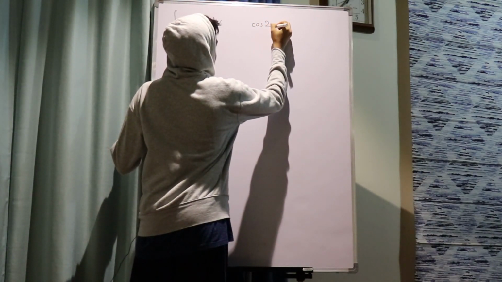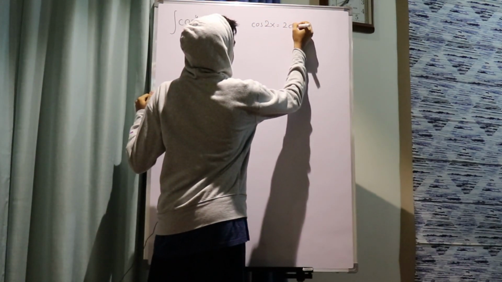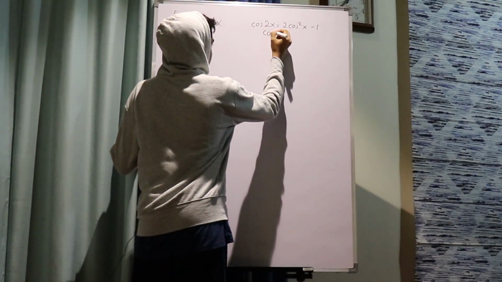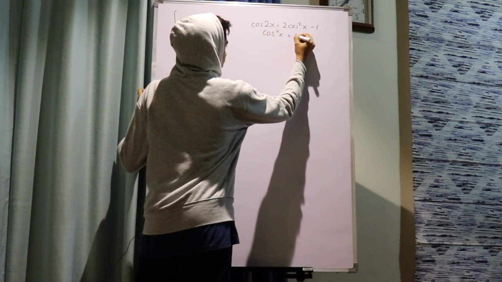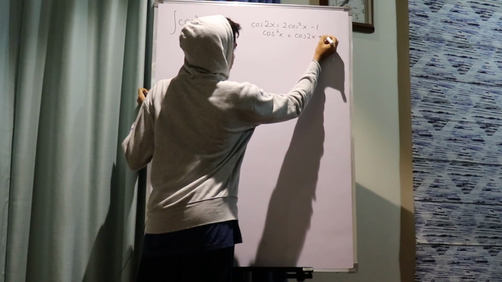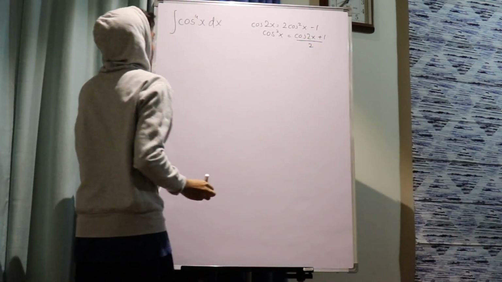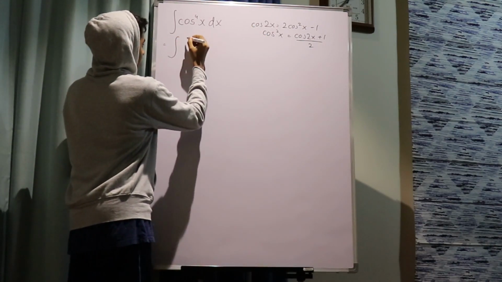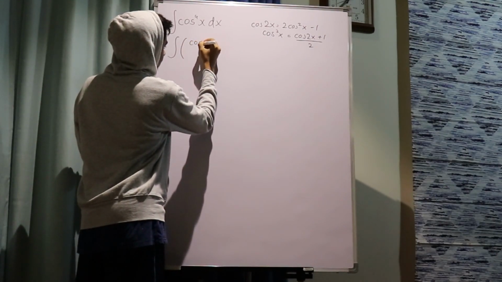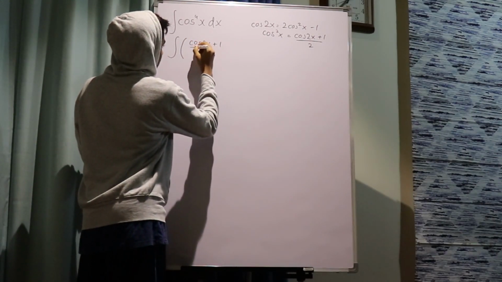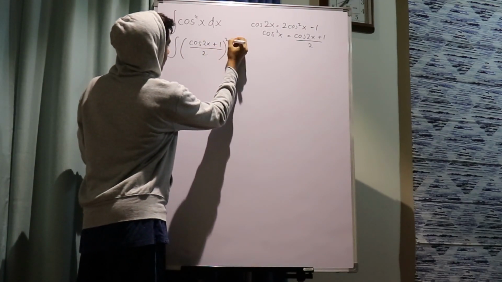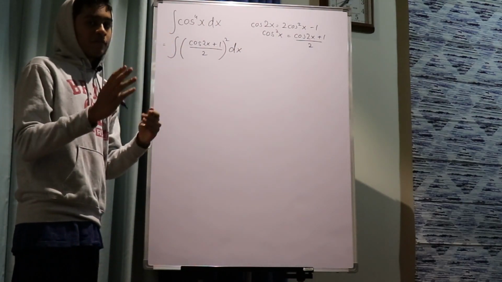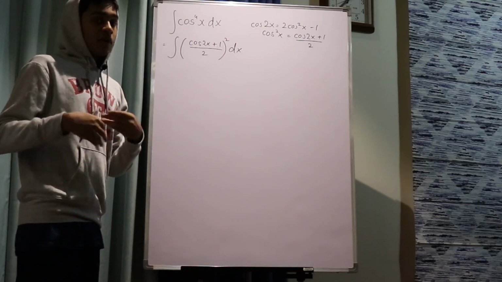cos of 2x equals 2 cos square x minus 1, right? So that means cos square x equals (cos 2x plus 1) over 2. So now we can substitute this into this. So this is nothing but the integral of ((cos of 2x plus 1) divided by 2) whole squared dx. Both of these are the same integral, just written in different ways, and this makes it easier for us to solve it.